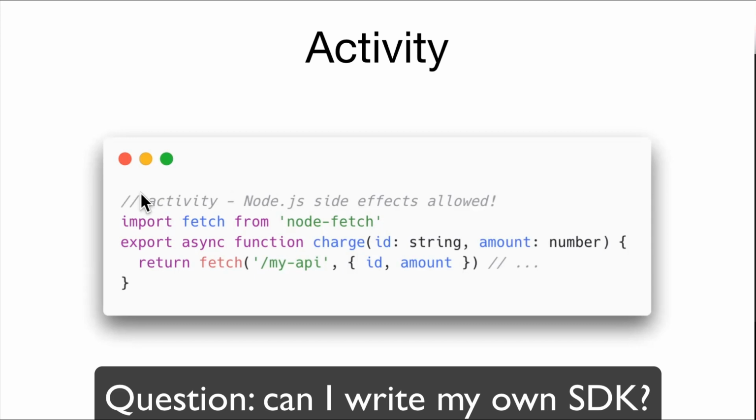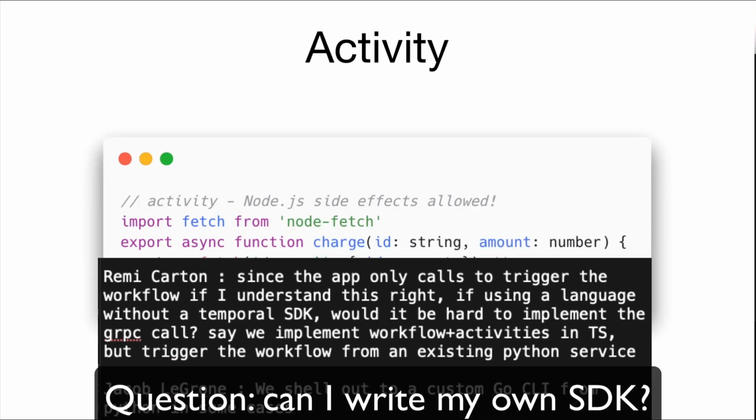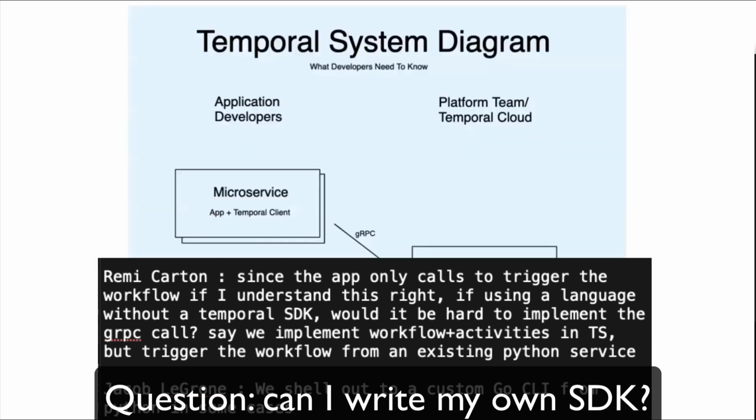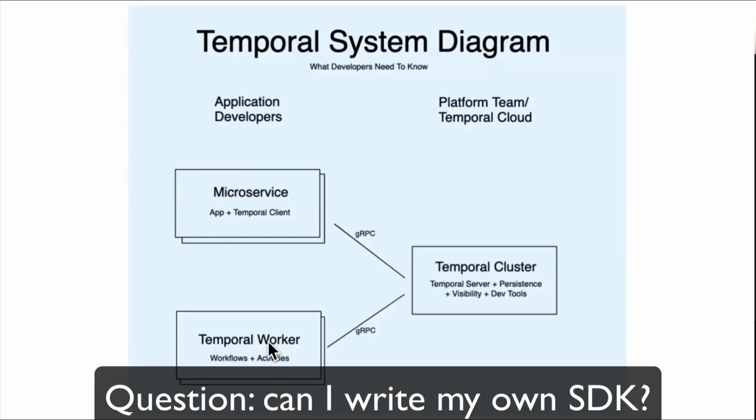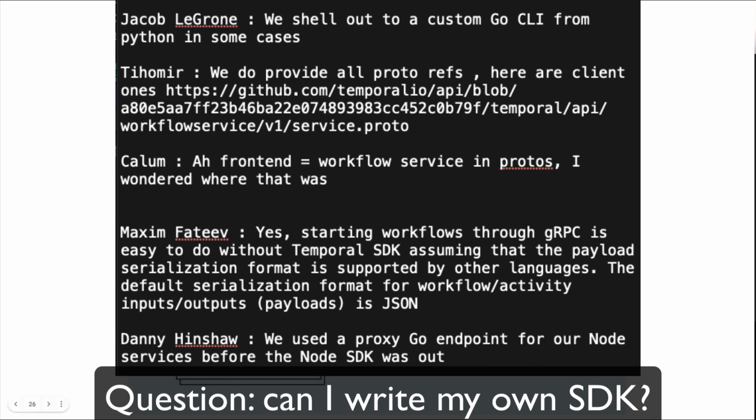I have a question here from Remy Carton. Remy says, since the app only calls to trigger the workflow, if I understand this right, if using a language without the Temporal SDK, would it be hard to implement the gRPC call? Okay, this is a common question, and we do get people asking that. Say we implement the workflows and activities in TypeScript, but trigger the workflow from an existing Python service. This actually is possible, and if you're good enough at gRPC, you might want to do that, but we don't encourage it because our SDKs are not simple gRPC wrappers. And you do need to take care of things like reconciliation of state. But the bulk of that work comes inside of a worker. So if you just want to trigger a workflow, that might be good enough. I don't actually know. And Maxime, who is our CEO, is actually in the chat here, and he might be able to answer that.